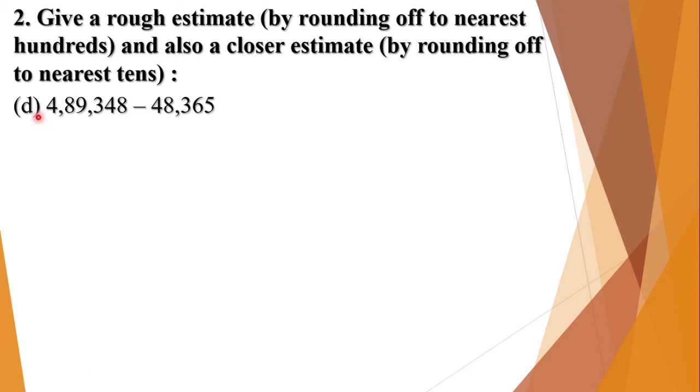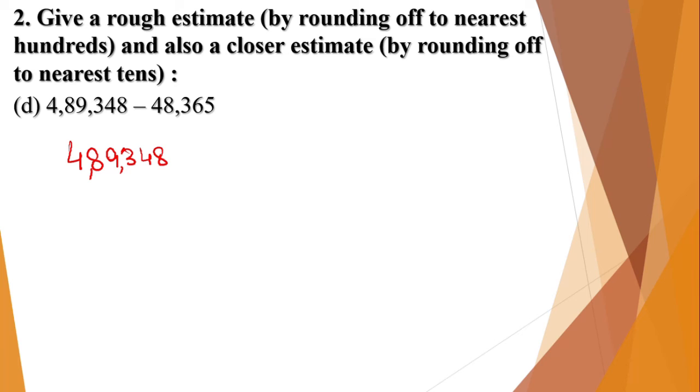Now the fourth question is 4,89,348 minus 48,365. Now here we should first estimate the numbers and then use the operation, and here the operation is subtract. Now here first we only know, right? Here in the heading only we know that first we should estimate to nearest hundreds and tens. So let's start estimating. Now the first number which we have is 4,89,348.